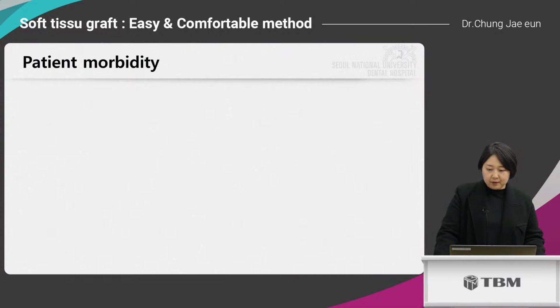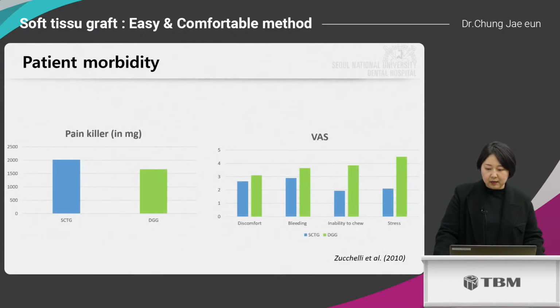But we still have concern about patient morbidity like pain, discomfort, or bleeding. Many of us think that SCTG shows faster healing and less discomfort because there is an epithelial cover of donor site, but in most cases the cover is too thin, so there can be sloughing of epithelial cover during healing. It means that secondary healing occurs in SCTG site too.